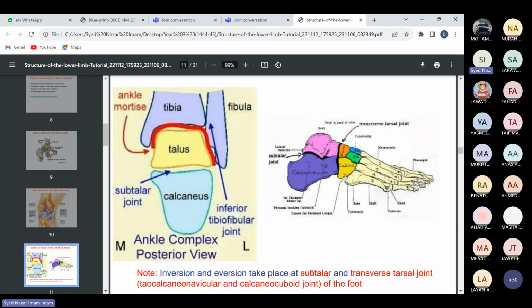Inversion and eversion take place at the subtalar joint and the transverse tarsal joint. Now, what is the transverse tarsal joint? The transverse tarsal joint is the talocalcaneonavicular joint and the calcaneocuboid joint. So inversion and eversion take place at the subtalar and transverse tarsal joints. You have to demonstrate these two movements, how to do the inversion and eversion of the foot.